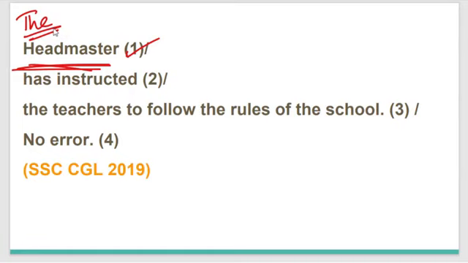So can you see how many definite portions are implied in this sentence? The headmaster, the teachers, the rules, the school. Everything is appropriate, everything is particularized and specific. Hope this question is clear to all of you. Moving to the next question.